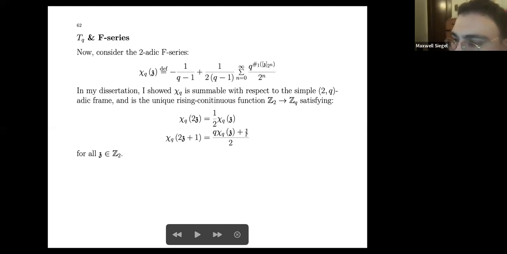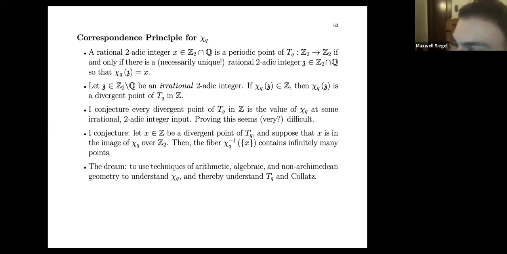The connection between F-series like chi-q and arithmetic dynamical systems like Tq comes from the first big result of my dissertation, the correspondence principle. This says that the rational periodic points of Tq on the 2-adic integers are precisely the rational q-adic integer values attained by chi-q over the rational 2-adic integers. Note that this also subsumes all of the periodic points of Tq in the ordinary integers.